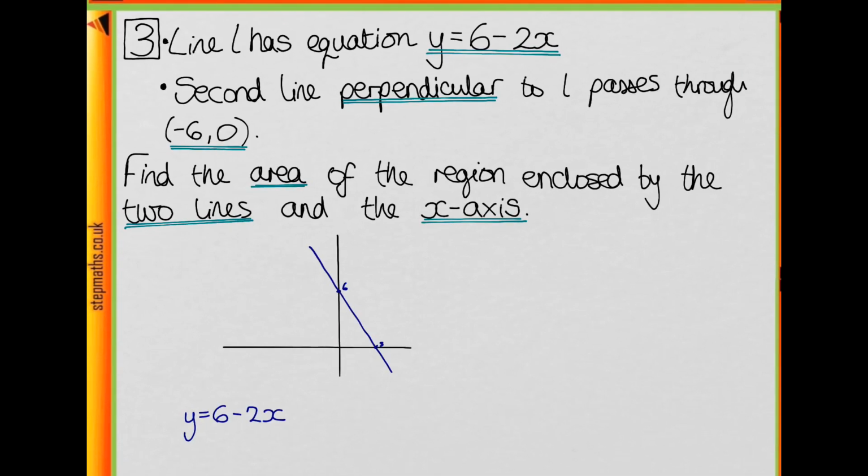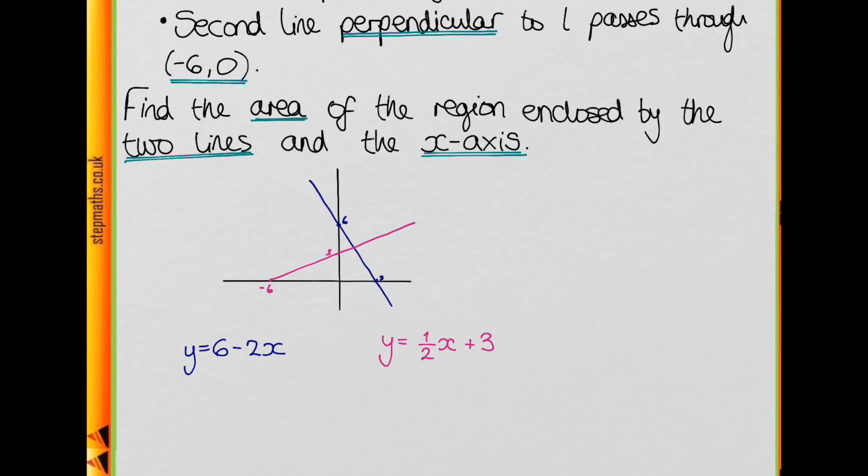For the second line, it's perpendicular to this line. So what does that tell us about the gradient? Well, to find the gradient of a perpendicular line, we make it negative and then find the reciprocal. So minus 2 becomes a half. We know that it passes through (-6, 0), and the gradient is a half, so the value at the y-axis must be 3, because when we do the change in y divided by the change in x, we get 3 over 6, which gives us a half, which is what we want. So it looks something like this.